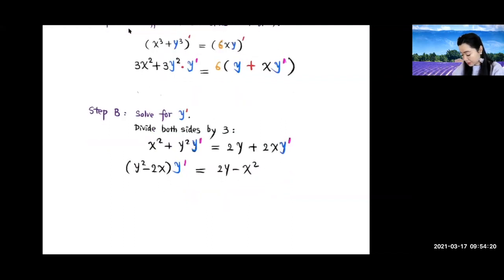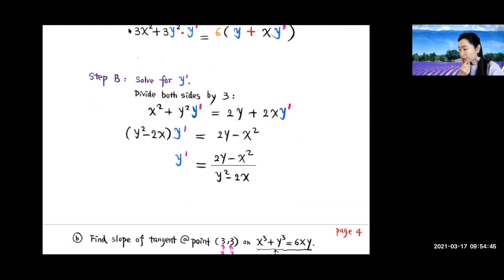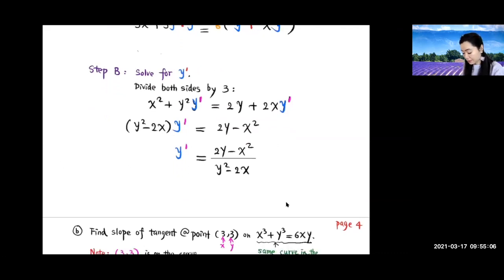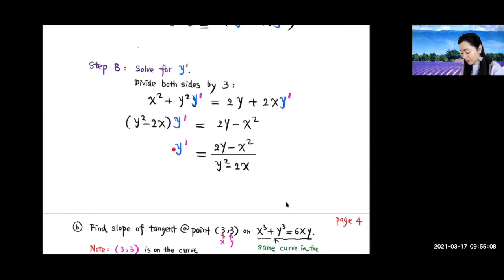Now you divide both sides by y squared minus 2x. Then you're gonna get 2y minus x squared over y squared minus 2x. Okay. So we have solved for y prime. Good. All right. Now we found y prime already.